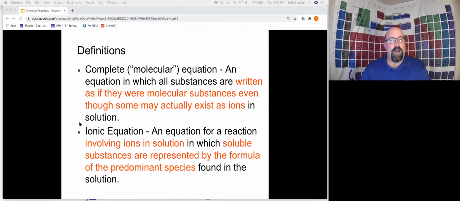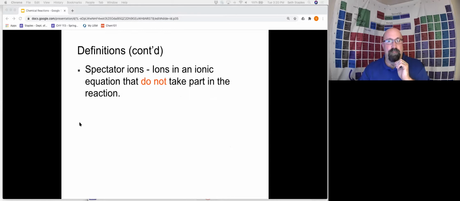We also have what we call an ionic equation. Here's where we take any ionic substances and actually split them apart into their constituent ions, which is a depiction of how things actually exist when they are in aqueous solutions. And we'll see what that means in just a minute.